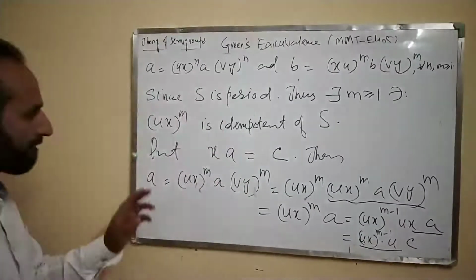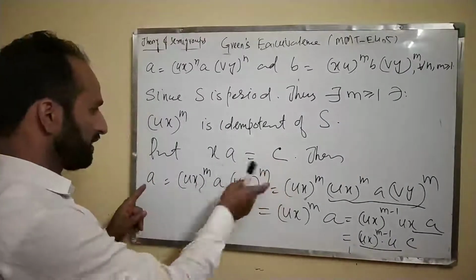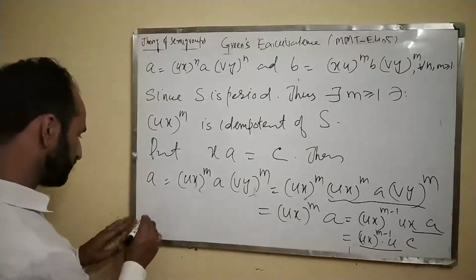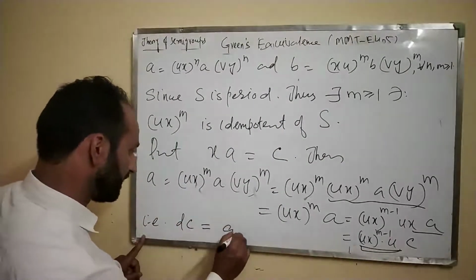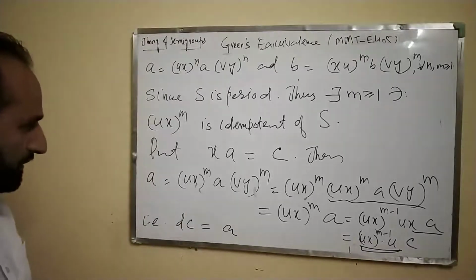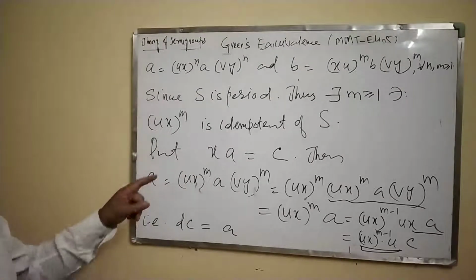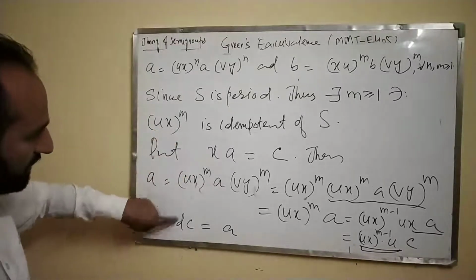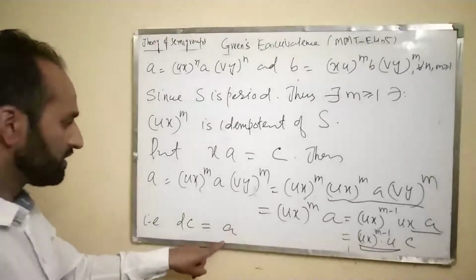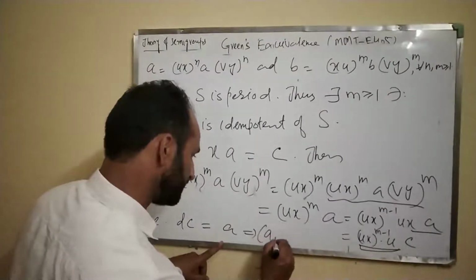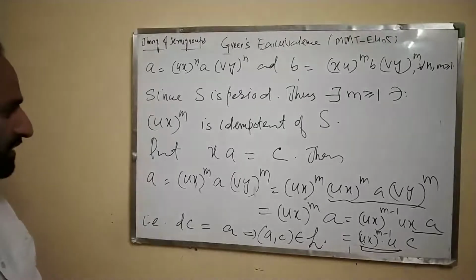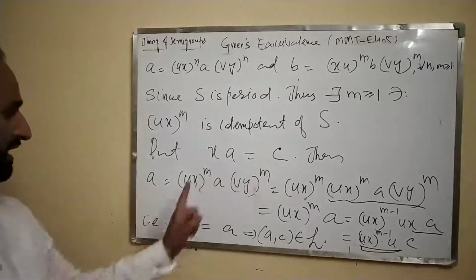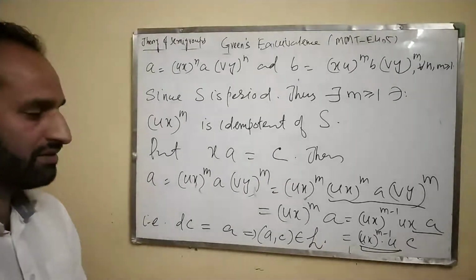So now look at this. X into A is equal to C, and this A is equal to some element of S times C. So let's denote this element by D. So we have DC is equal to A. Thus there exist two elements X and D such that XA is equal to C and DC is equal to A. Which implies A and C belong to L. They are L related by the definition of the relation L, because there exist X and D such that XA is equal to C and DC is equal to A.